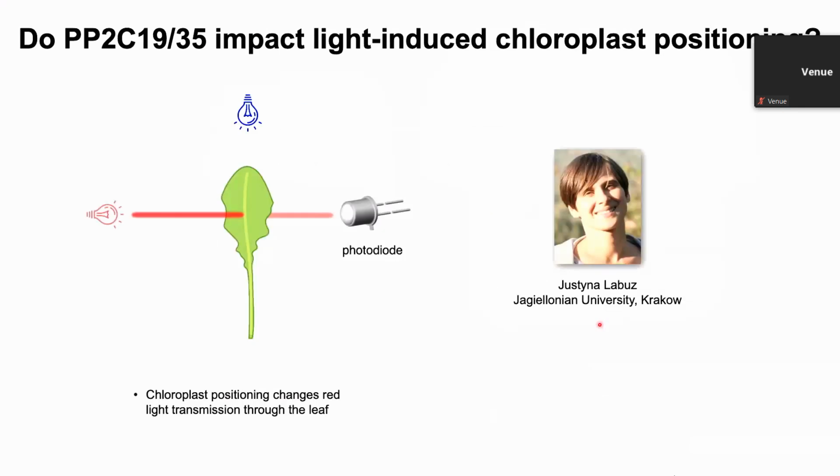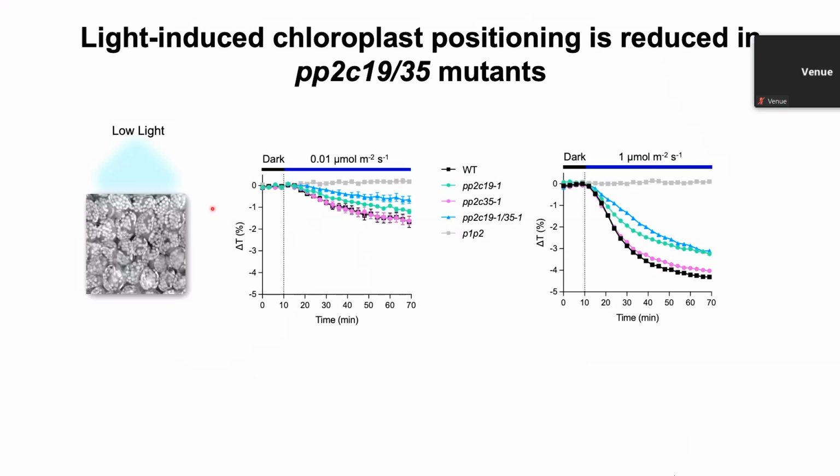So does this have any impact on chloroplast movements? Together with Ustina Wabus at Krakow, we have done experiments looking at red light leaf transmission. You can use this to track chloroplast movements. If you have low light intensities of blue light, chloroplasts accumulate at the upper cell surface and reduce the ability to transmit red light through the leaf. You can detect this through a photodiode. Conversely, under high light conditions, you make the leaf paler because of the chloroplast avoidance movement, and hence you increase the ability of red light to be transmitted through the leaf. So you can use this as a tool to track chloroplast movements.